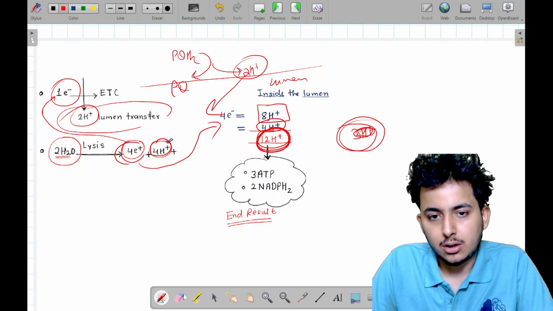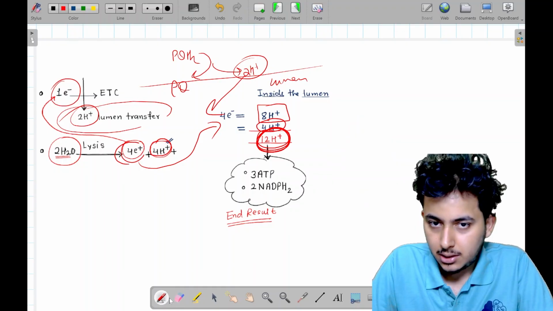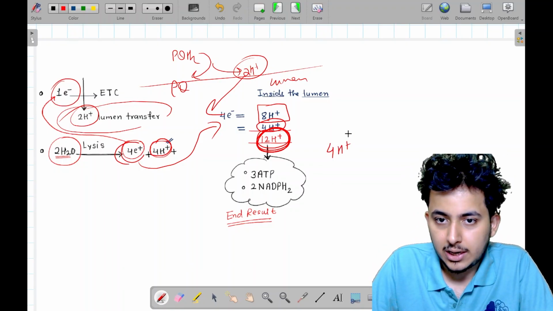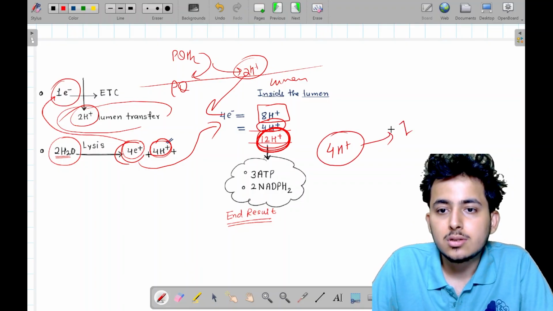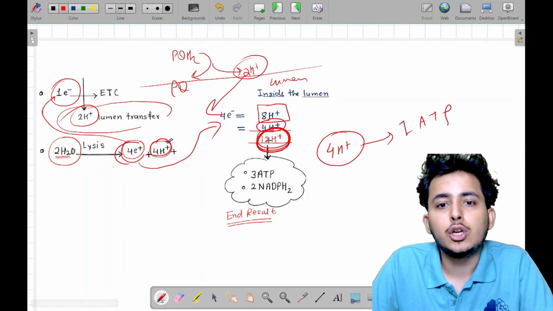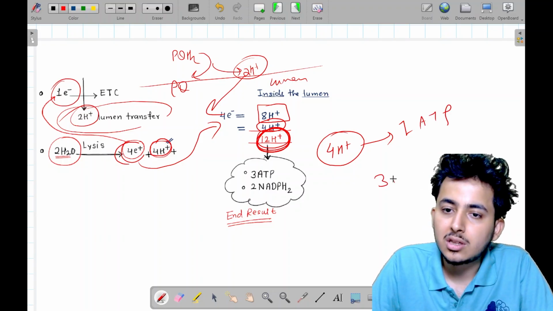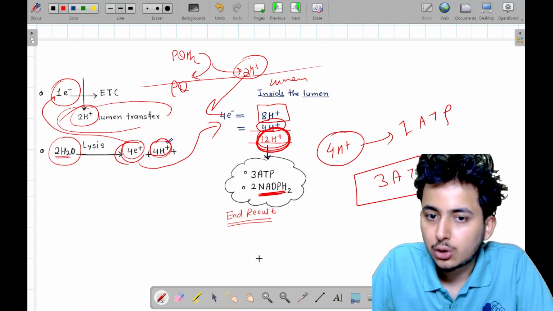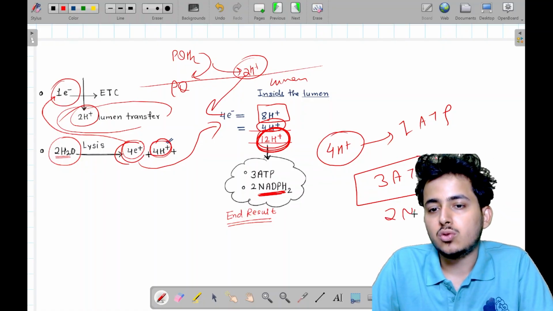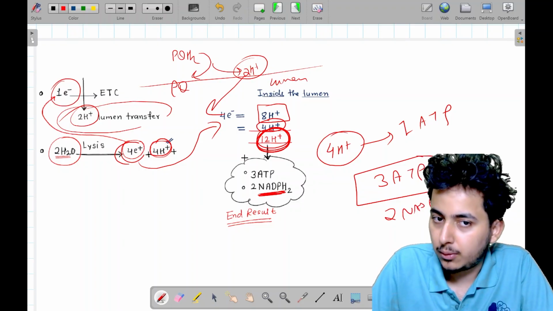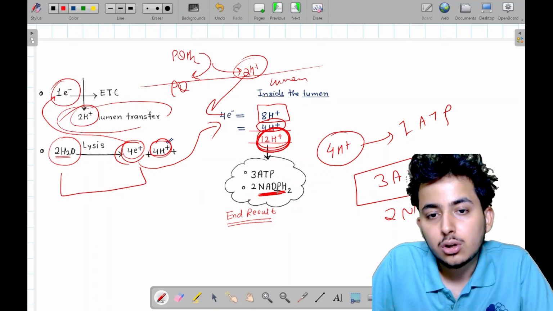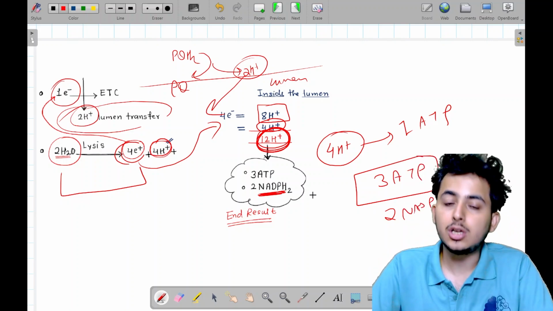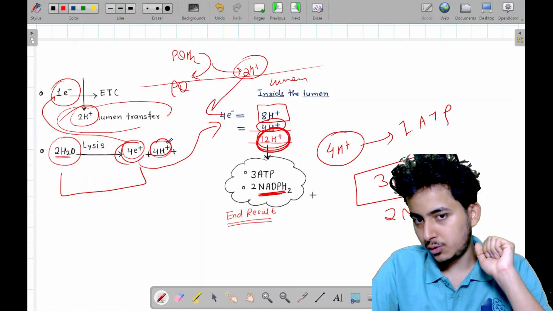The ATP synthase that is present, with each of the 4 protons that are there, is able to synthesize one ATP. So if you have 12 protons, you can synthesize 3 ATP molecules, and you can also synthesize 2 molecules of NADPH2. This is what happens with the help of photolysis of water. How this NADPH2 forms, I will tell you in the next lecture on cyclic and non-cyclic photophosphorylation.